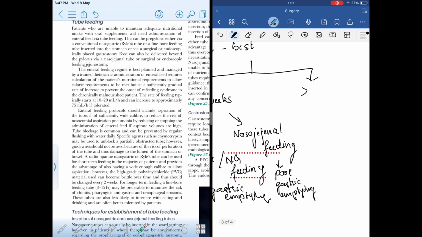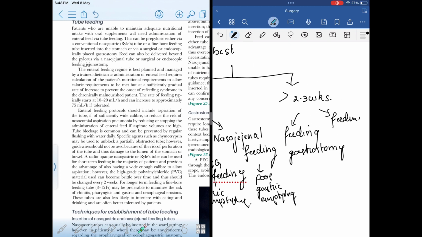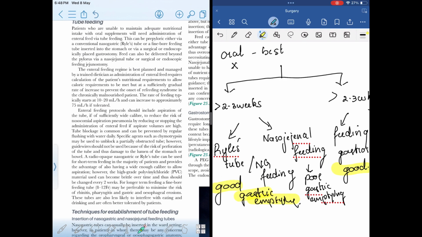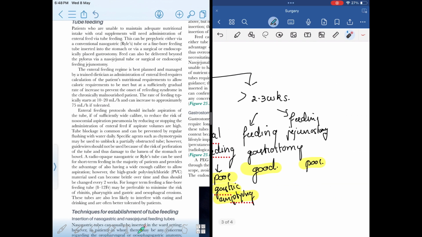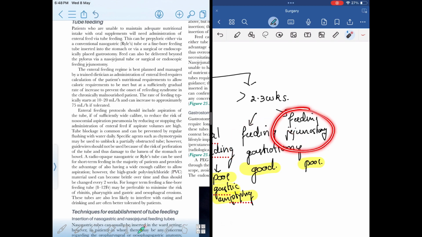Now if it is more than 2 to 3 weeks requirement, then we go for feeding gastrostomy or feeding jejunostomy, again based on whether there is good gastric emptying or poor gastric emptying. Good gastric emptying, feeding gastrostomy. Poor means feeding jejunostomy. We have good gastric emptying for less than 2 to 3 weeks duration, Ryle's, and poor gastric emptying less than 2 to 3 weeks duration, we have nasojejunal feeding. And more than 2 to 3 weeks duration, we have feeding gastrostomy and feeding jejunostomy.